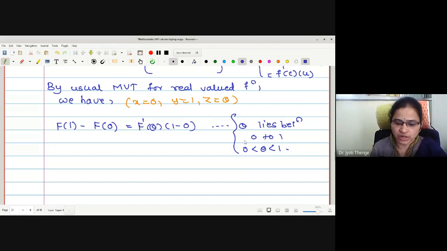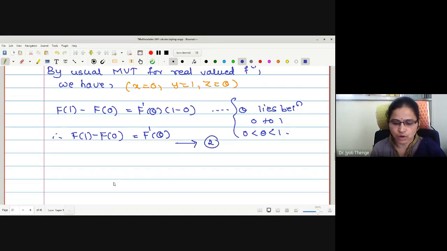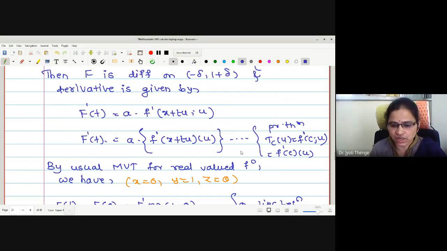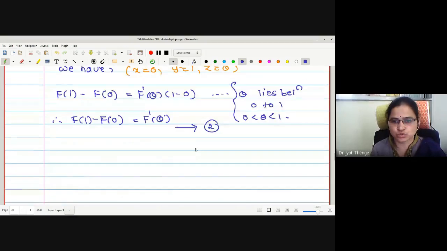Okay, now what remains? Simply to substitute the value. 1 minus 0 is 1, therefore let me write f1 minus f0 is equal to f dash of theta. Let me call this statement number 2. Now let us find out the value of f dash of theta by putting t is equal to theta in this 2. Let me call this as 3.